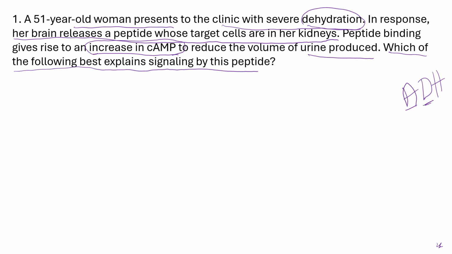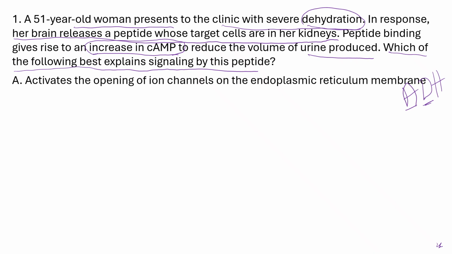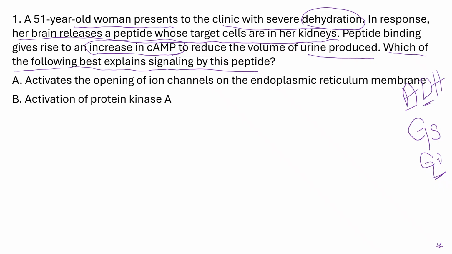So let's see what the options are. It is always better to get a correct answer before revealing the options. That's the best way, right? So number 1: activates opening of ion channels. Is that correct? No, because cyclic AMP is mainly G protein coupled, either G protein stimulatory or G protein inhibitory, right? So the second one, activation of protein kinase A. That's the correct answer, right?